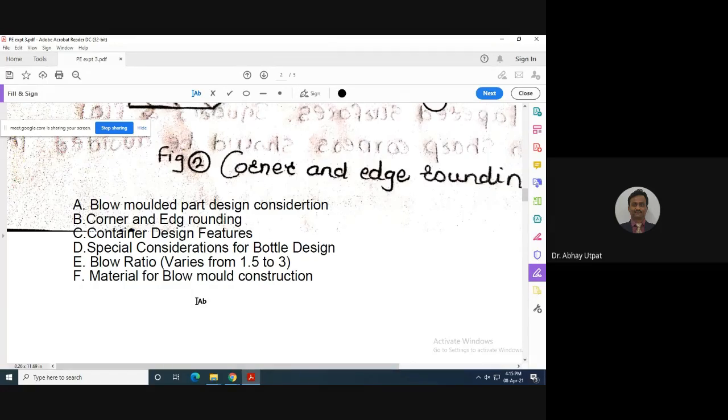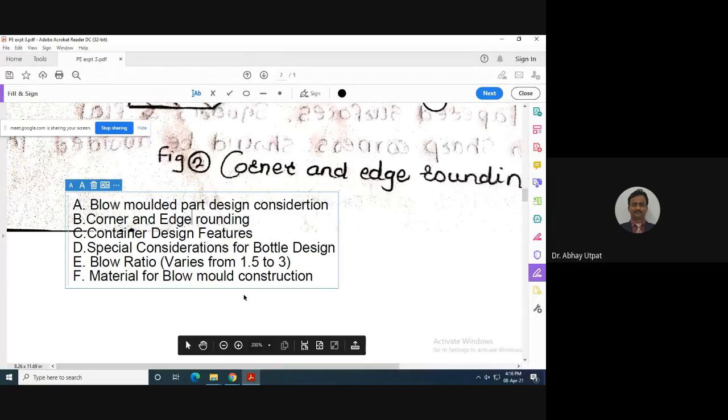Then container design features, which include different shapes: round, square, oval, and oblong. Then special considerations for bottle design are also covered. These include vertical strength, deflection, hot filling capacity, rigidity, wall thickness uniformity, etc. Then blow ratio is studied.